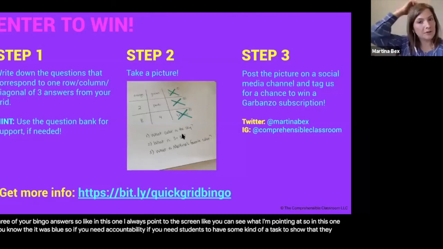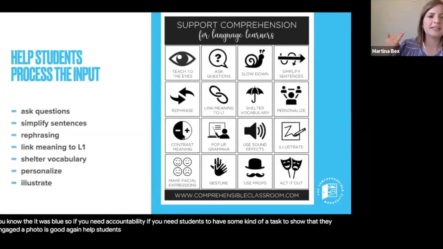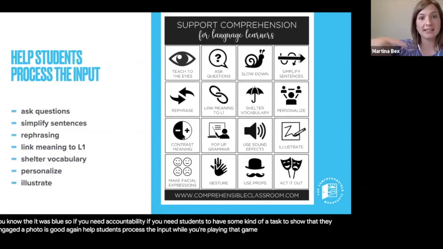Again, help students process the input while you're playing that game. So ask questions, simplify sentences, rephrase things, personalize, so connect them to your students' lives. All of those things are not only going to help students process the input, which is needed to get it into their heads, but also it's going to create more conversation as you're doing it. So you're going to be creating more language that can get into their heads as you're talking about whatever you're working with.